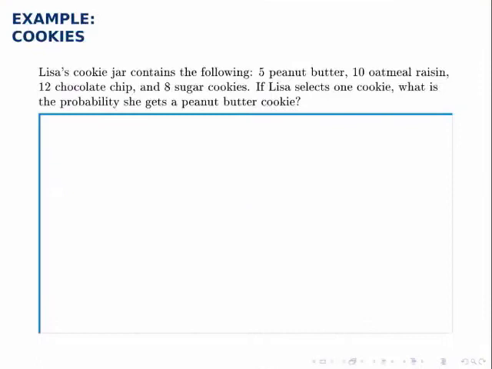Lisa's cookie jar contains the following: 5 peanut butter cookies, 10 oatmeal raisin, 12 chocolate chip, and 8 sugar cookies. If Lisa randomly selects 1 cookie from this jar, what is the probability she gets a peanut butter cookie? Again, probability is simply the number of ways that our scenario can happen, so in this case the number of peanut butter cookies in the jar, divided by the number of total possibilities for what could happen, so the total number of cookies. So all we have to do is count the number of cookies in total, divide the number of peanut butter cookies by that, and that's our probability.